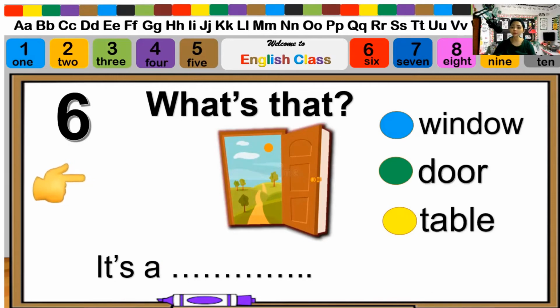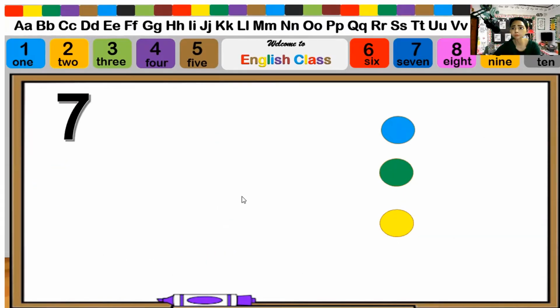Okay, so obviously it's not a table. It's not. So you have two choices now. Is it a window or a door? That's correct. It's a door. Okay, this is where we enter. Right now we are in number 7.